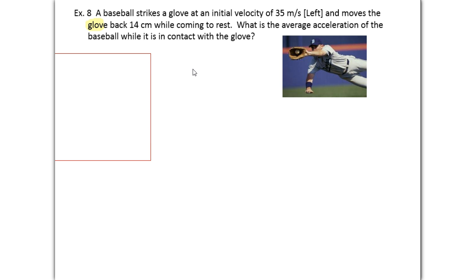So let's look at the information you have. You're told it moves 35 meters per second to the left. That's the initial velocity. It will move the glove 14 centimeters in the same direction as it's trying to stop it. When the ball stops, it's going to be traveling at 0 meters per second. And we need to find the acceleration. So which formula is going to involve V1, displacement, V2, and acceleration? This formula here. And now you just simply have to fill in your information. You know the displacement, V2 and V1.